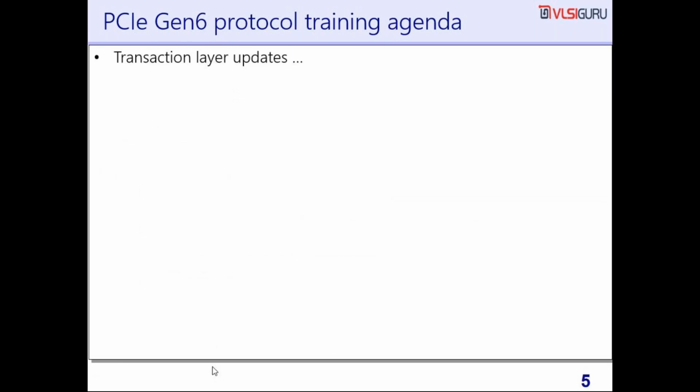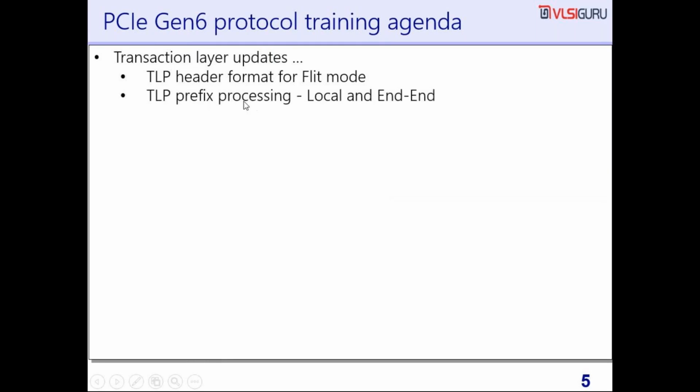Then you have further updates in the transaction layer. We'll understand how the different header formats have been changed in Flit mode, and the TLP prefix processing for both local and end-to-end TLP prefixes. We'll also talk about the process address space identification concept. Then we'll talk about the segment ID.